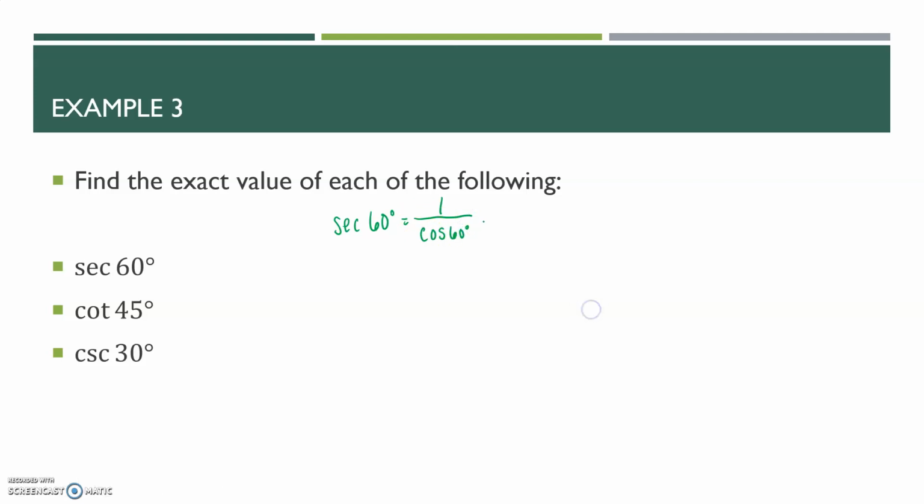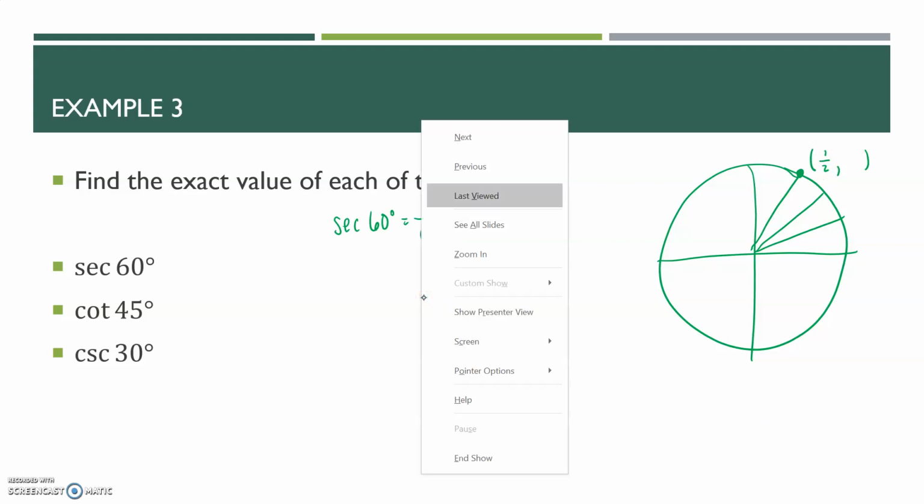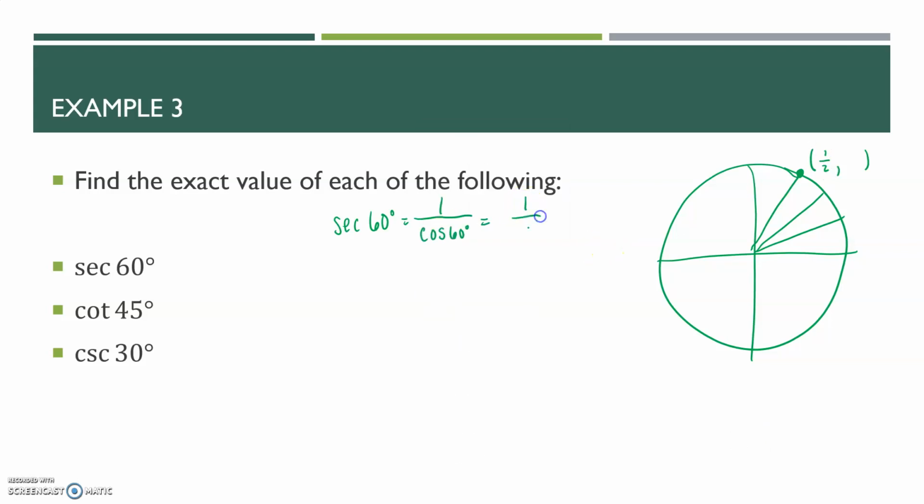Well, cosine of 60 degrees is the x value at 60 degrees. So if I look at my unit circle, I've got my 30, my 45, my 60 degree angle. I'm looking at this point and at the x coordinate of that, and the x coordinate there is 1/2. So I'm saying it's 1 over 1/2, which would give me 2. So the secant of 60 is 2.